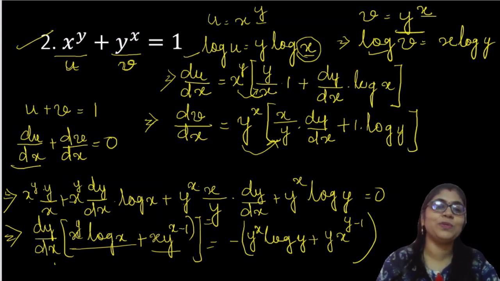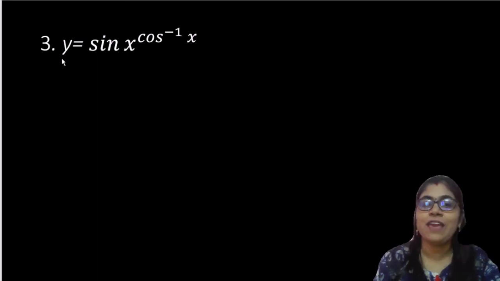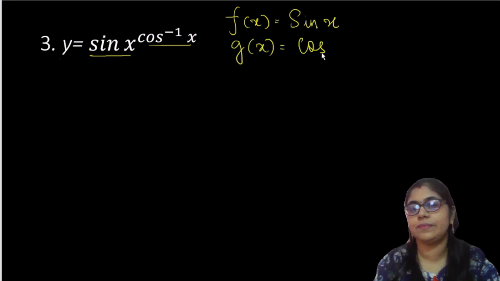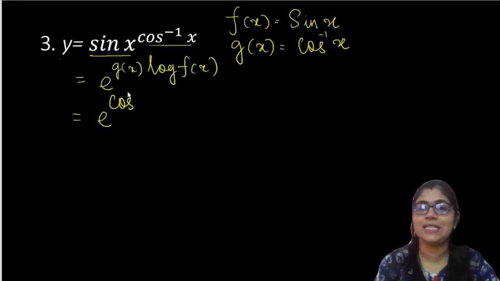So now let's move to our next question. Here we'll apply exponential form. So if y is equal to sin x to the power cos inverse x, here f x is sin x and g x is cos inverse x. So we have already derived y is equal to e to the power g x log f x. So this is e to the power cos inverse x into log of sin x.